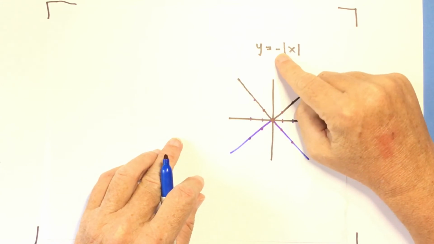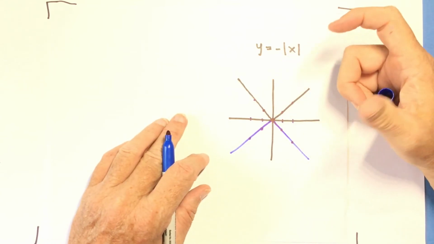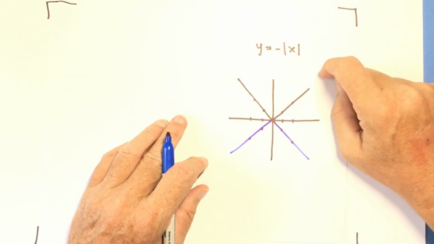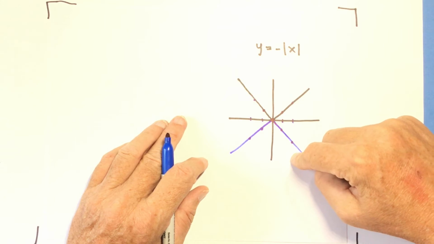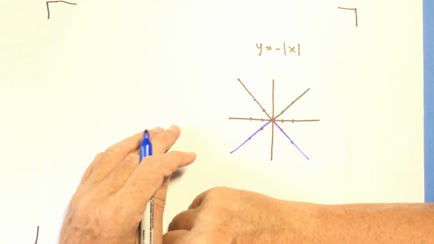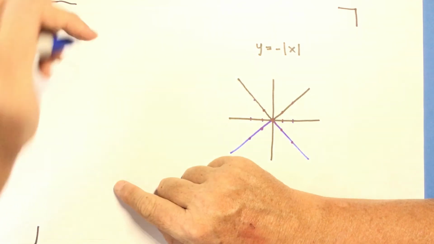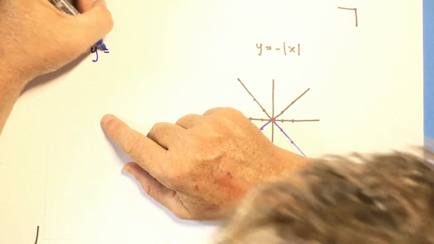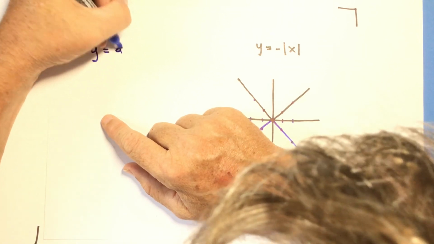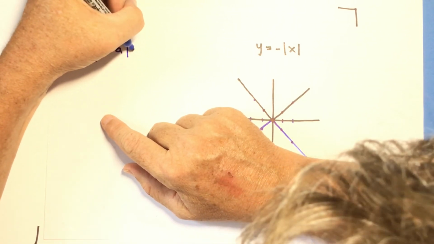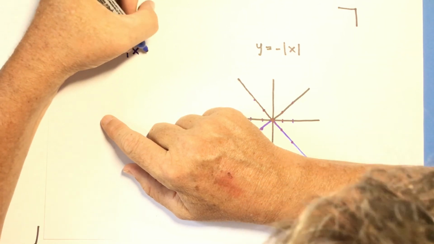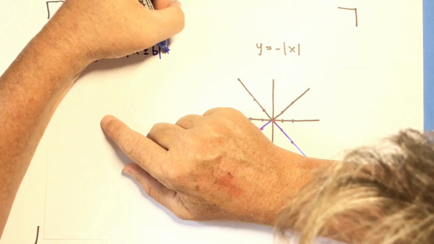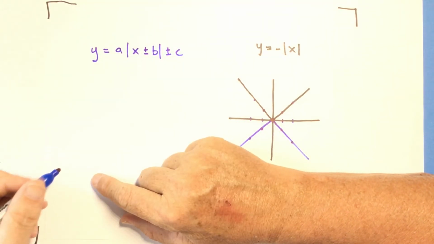Putting a negative out in front there causes what we call flipping the graph. It flips it. Everything that was positive is now negative. So let's run a synopsis of what we have so far. Okay? If I have some absolute value reference, let's say I have A times the absolute value of X plus or minus B, plus or minus C.